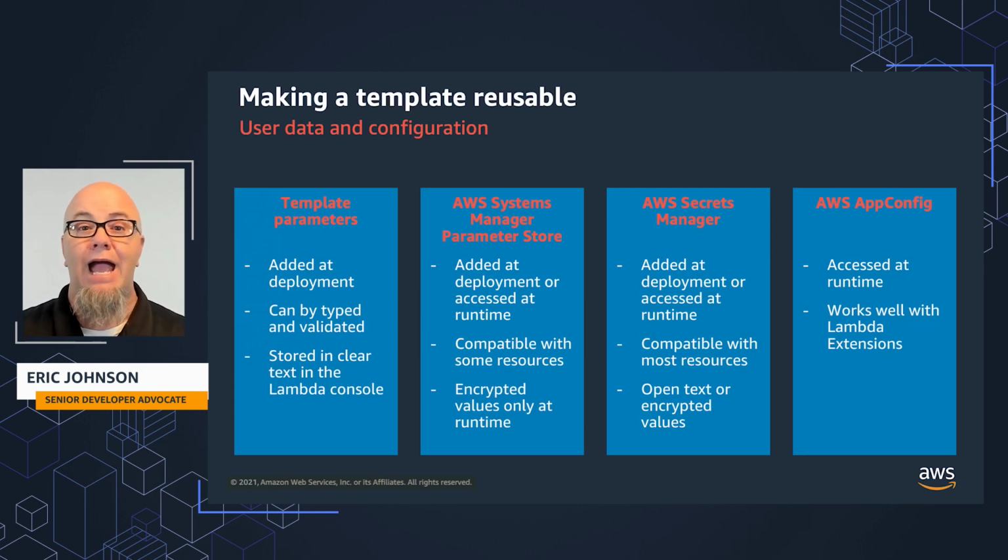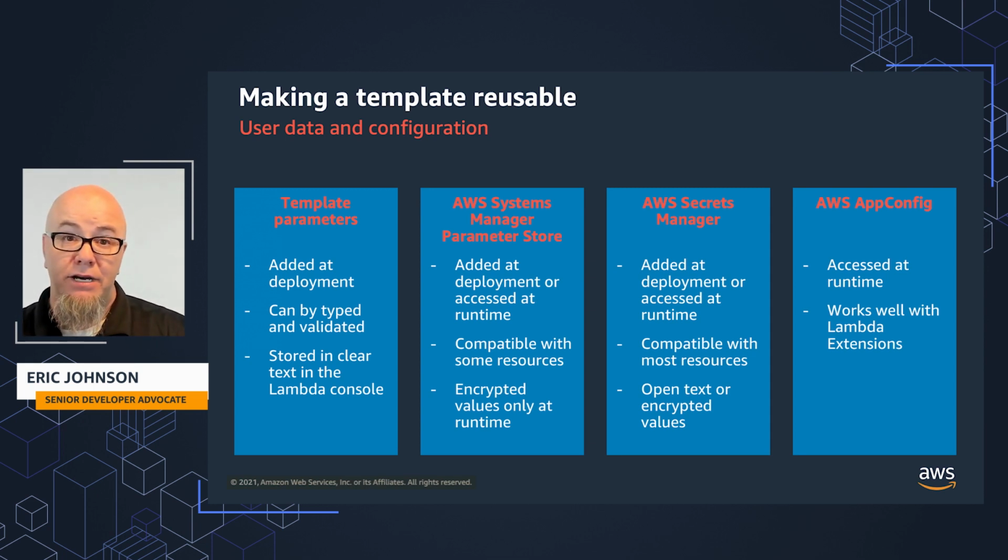These parameters are added at deployment when creating or updating a serverless application, and can be typed or validated in the template. Because the Lambda console stores this data in clear text, this type of parameter is ideal for non-secret information used in the application. For storing secrets, use the AWS Systems Manager Parameter Store or AWS Secrets Manager. These parameter stores can add the value at deployment or enable access through the code at runtime.